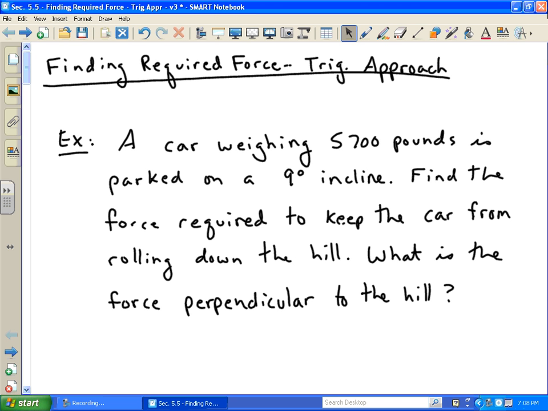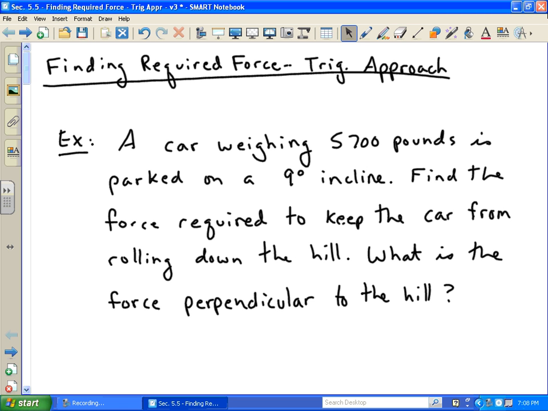I'd like to now do an example on finding required force. In this particular example, I'm going to encourage you not to look at the examples that they show you online or in the book. I work this problem totally different than the way that they're working in the book. I'm using a trig approach for this problem.